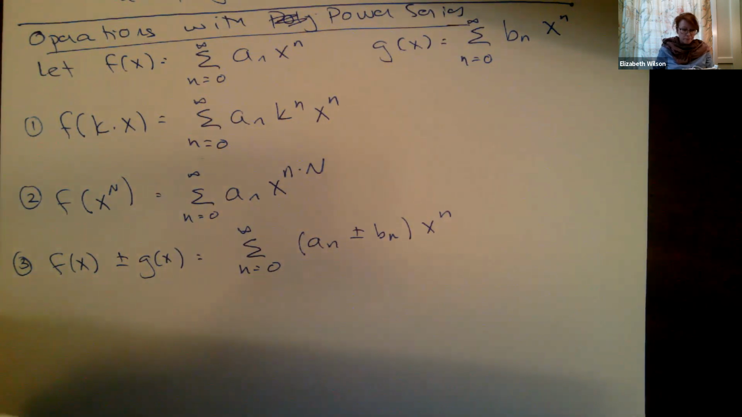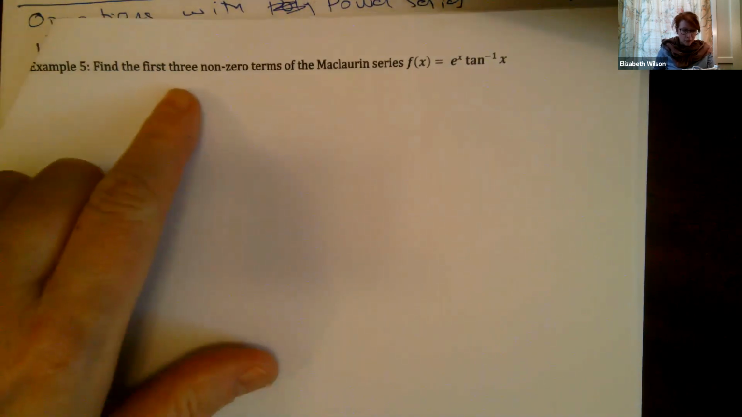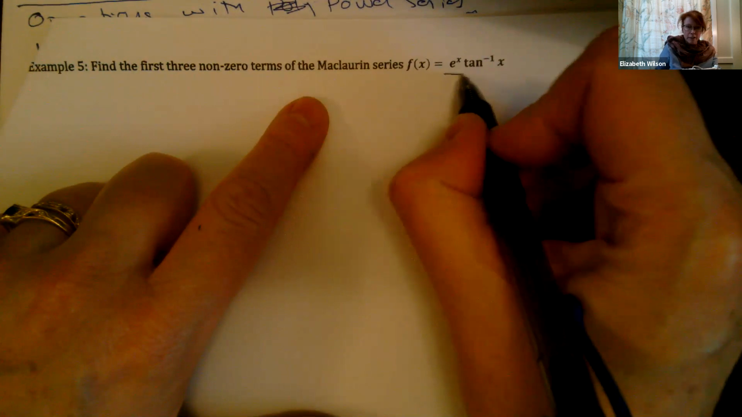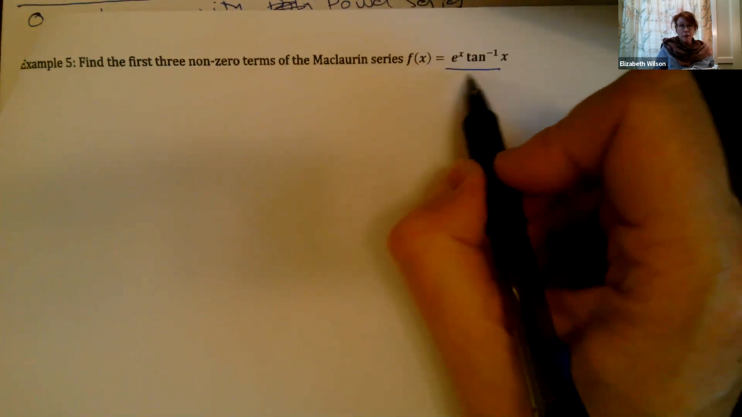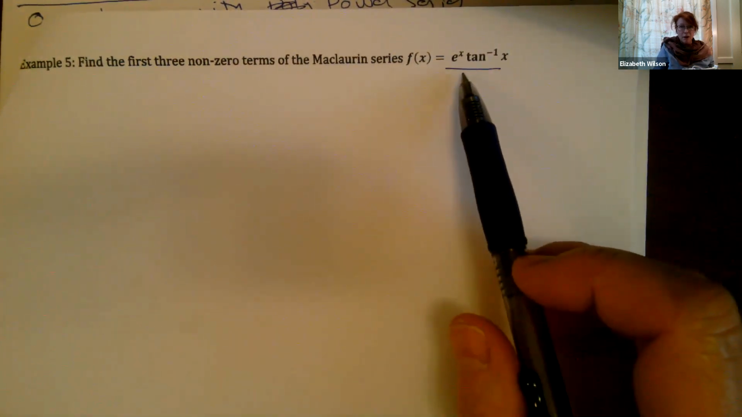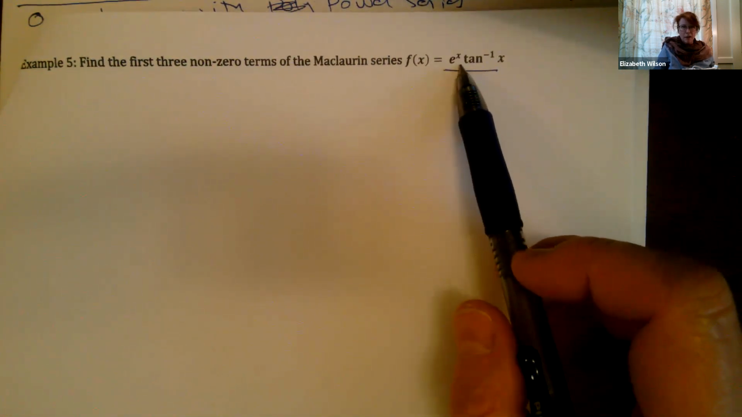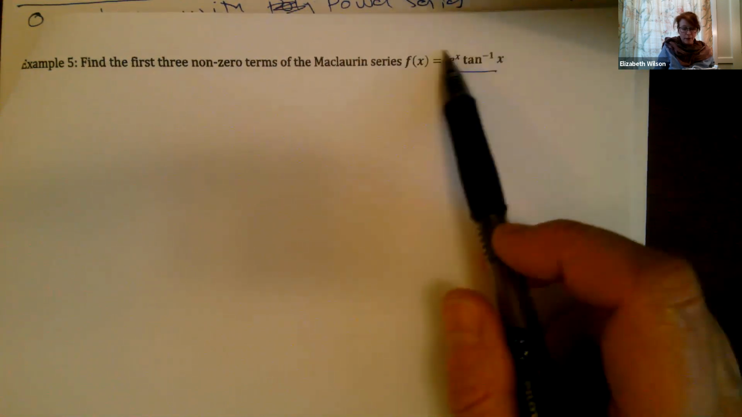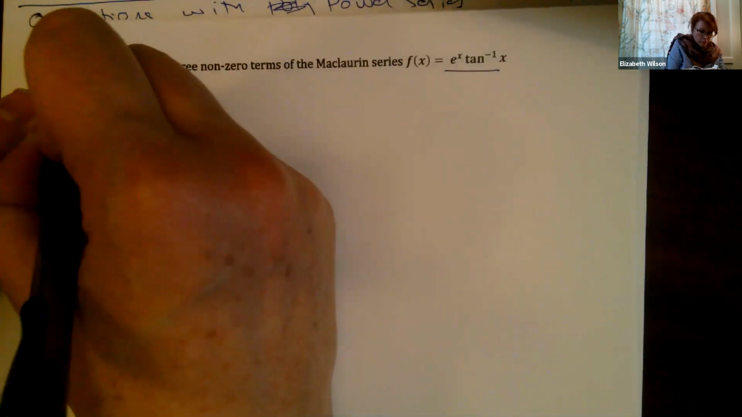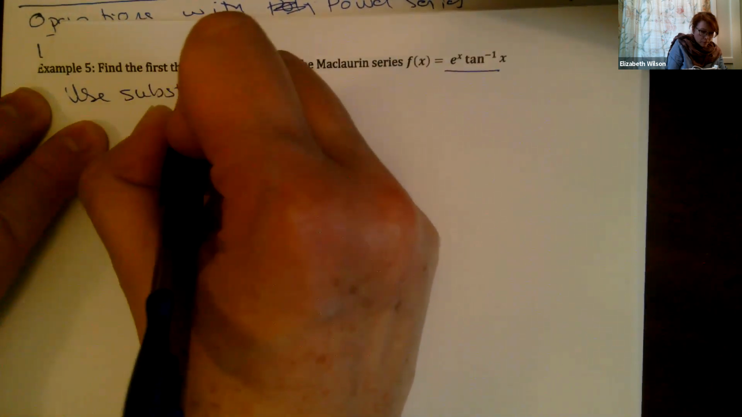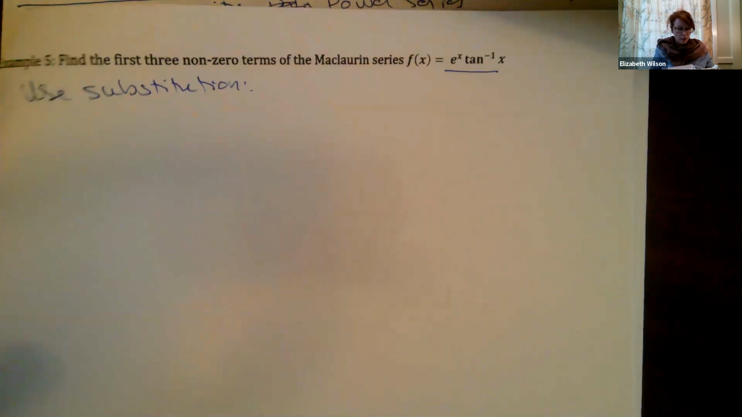Let's talk about example 5. Find the first 3 non-zero terms of the Maclaurin series for e to the x arctangent of x. If I wanted to, I could do this the long way, but my derivatives are going to explode. The first derivative I have to do with a product rule. My second derivative is going to have product rules and quotient rules. I've got a lot of things to deal with, so we want to think about using substitution to work with it.